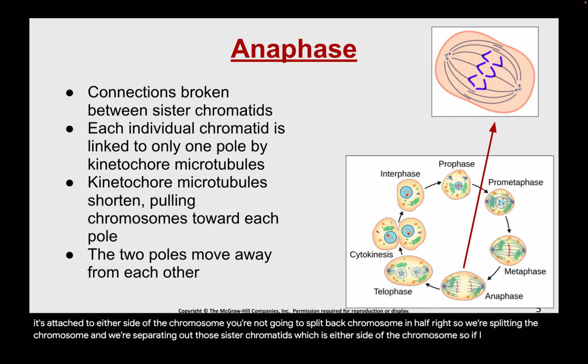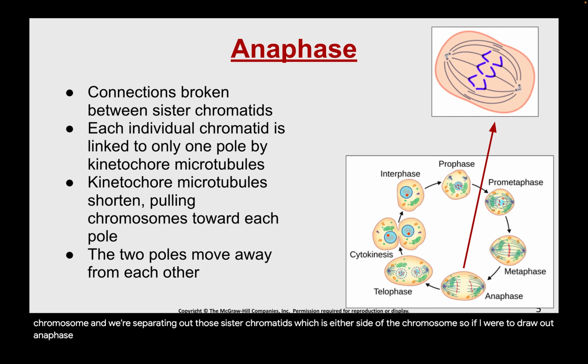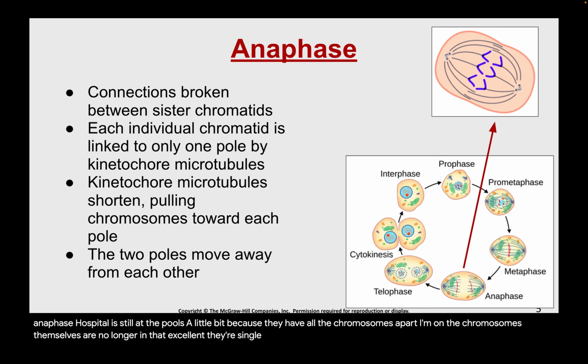So if I were to draw out anaphase, my mitotic spindle is still at the poles. The length of the microtubules have shortened a little bit because they have pulled the chromosomes apart. And then the chromosomes themselves are no longer in that X shape. They're single chromatids. We have split the sister chromatids in half.